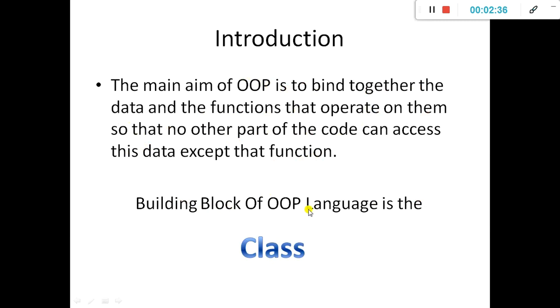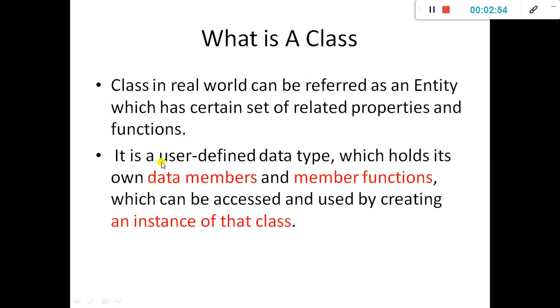The building block of object-oriented programming language is the class. As the objective says, it was introduced to bind together the data and the functions that operate on them. What do you mean by that? We will do it with an example. Consider a class. A class in the real world can be referred to as an entity which has a certain set of related properties and functions. So it is a user-defined data type.